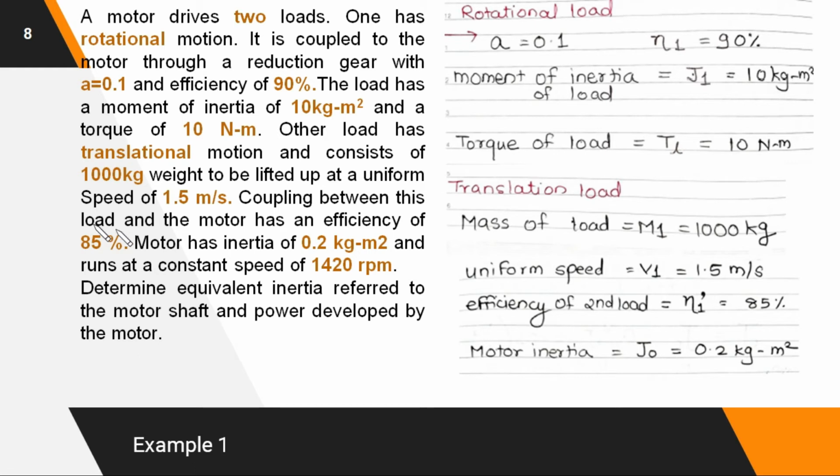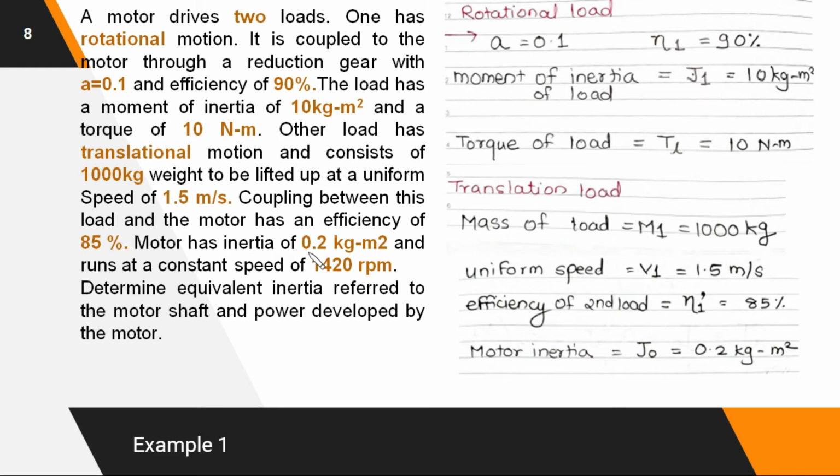The coupling between this load and the motor has an efficiency of 85%. So efficiency eta 1 dash you can say, because we have already considered eta 1 here. That's why for the second load eta 1 dash we will consider it as 85%.